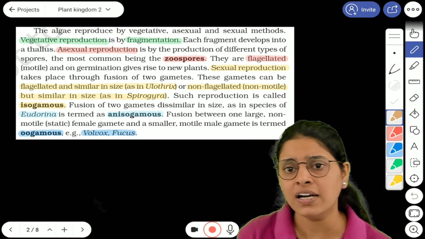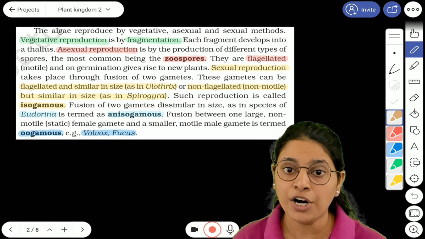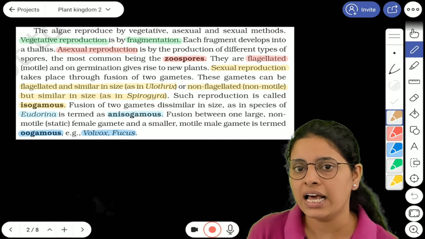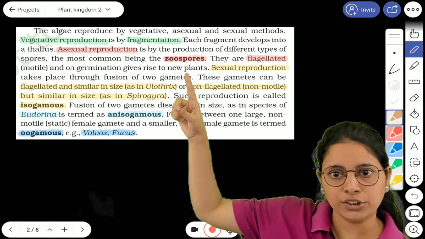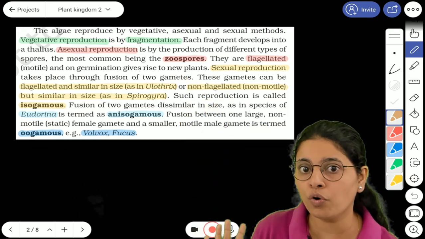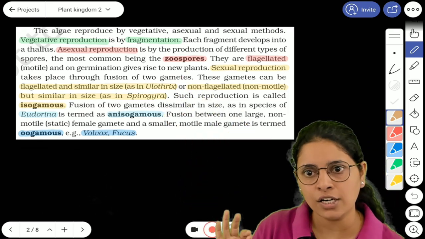You also have some other types of spores produced in different algal species during unfavorable conditions, like aplanospores or hypnospores. But this is the important point which we should know for the NEET exam: the most common spore is the zoospore.